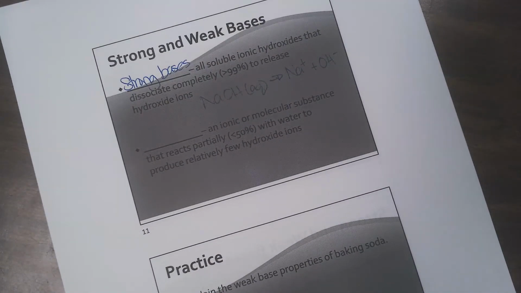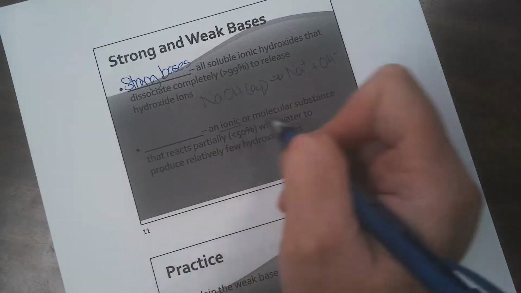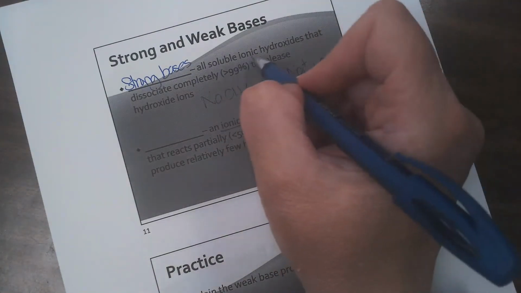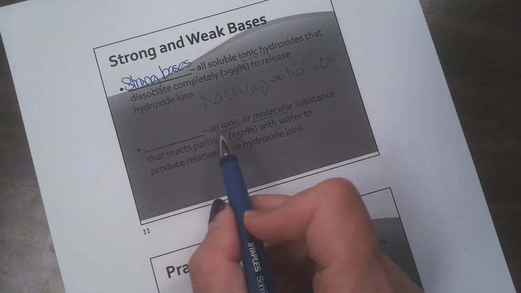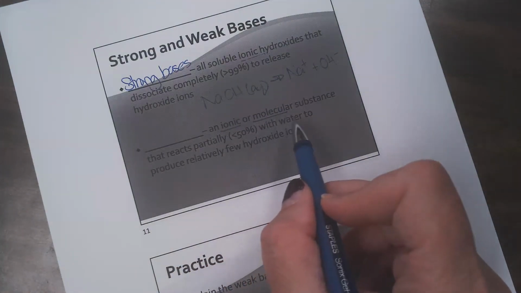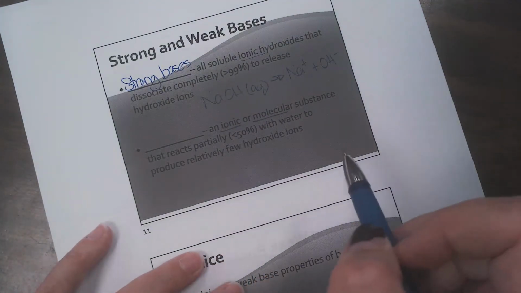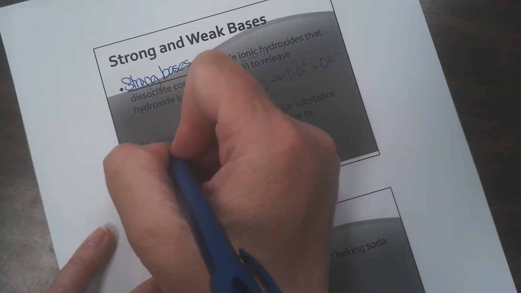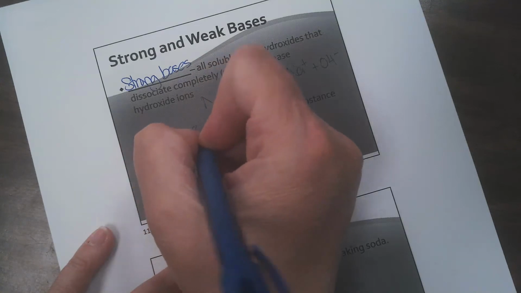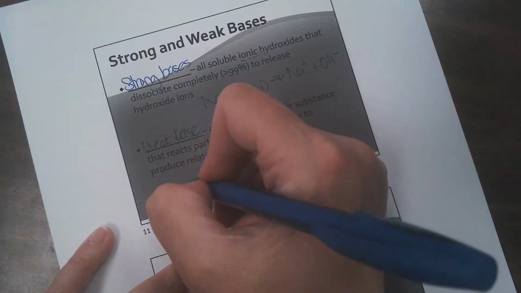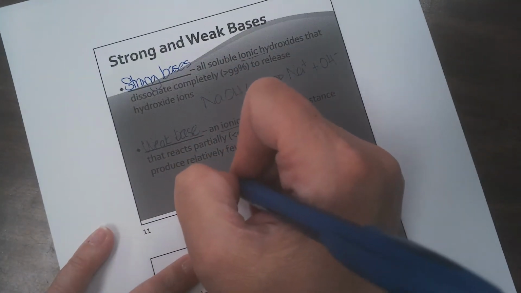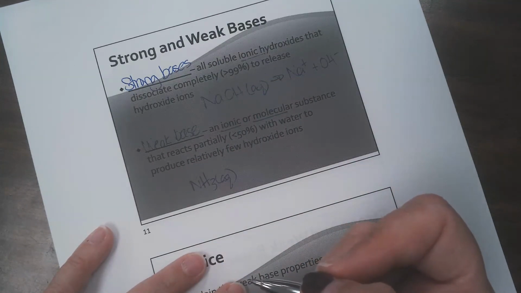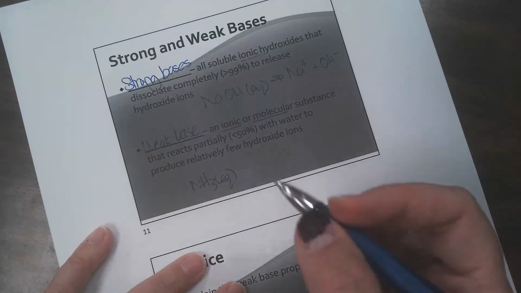A weak base, though, can be either ionic or molecular. A strong base is all ionic, but a weak base can be ionic or molecular that reacts partially with water. So this would be a weak base, and the common one for this is ammonia. Ammonia is what we put in our window washing fluid.